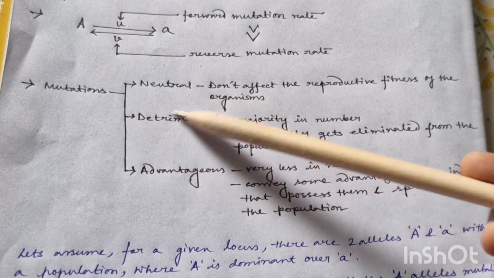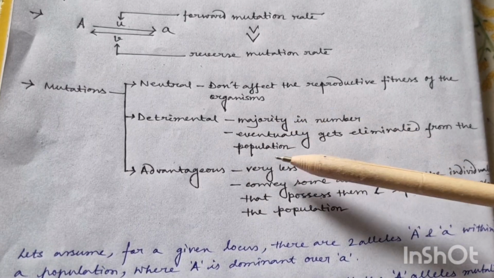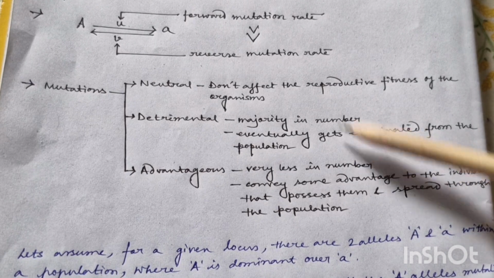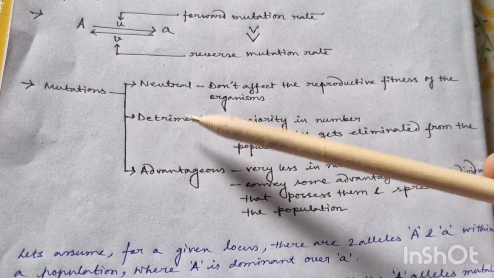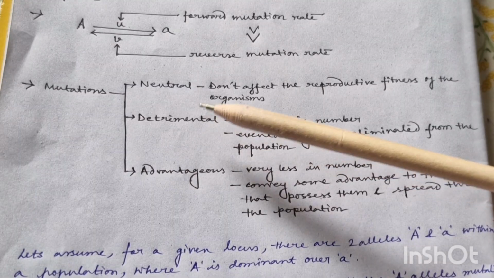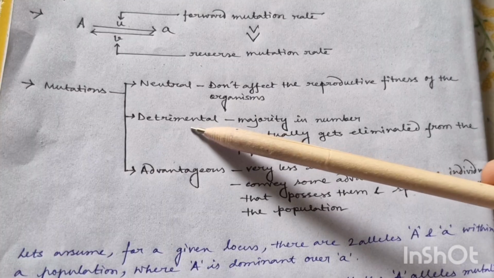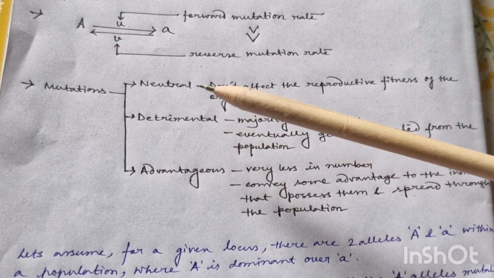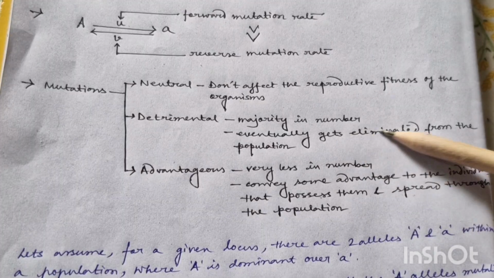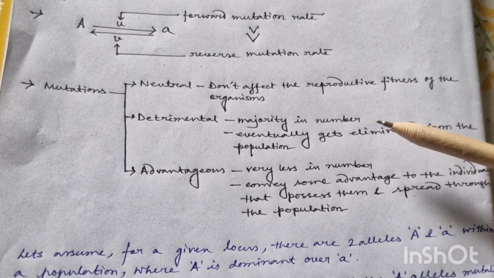Whereas detrimental mutations, which are the majority in number, eventually get eliminated from the population. Why are they eliminated? Because when any individual possesses this kind of negative mutation, its chance of survival or reproduction decreases day after day. That is why its frequency decreases and is ultimately eliminated from the population.